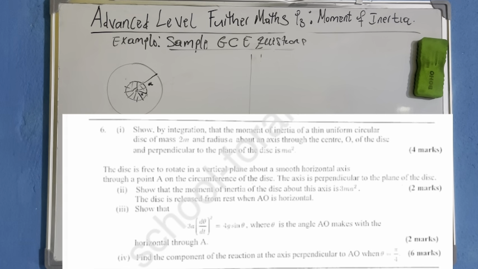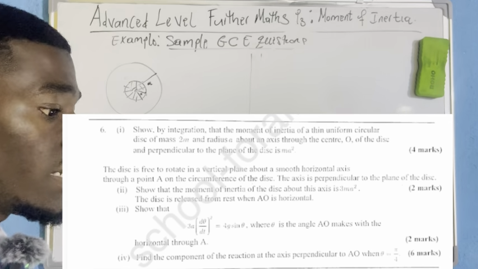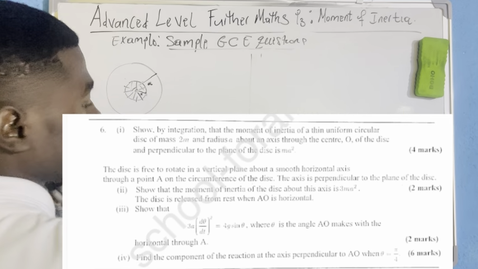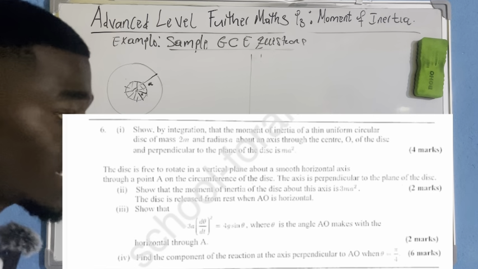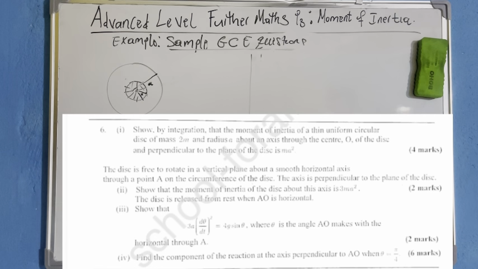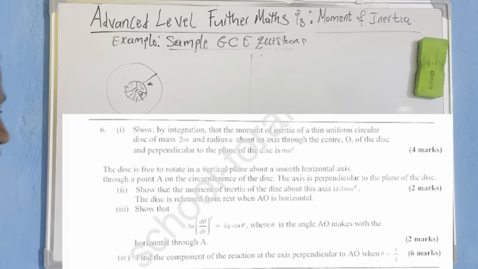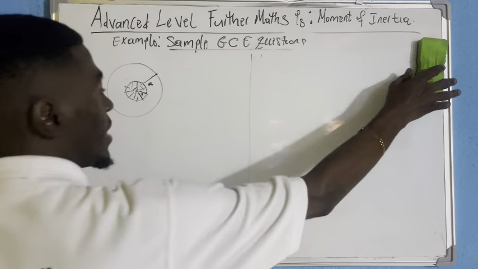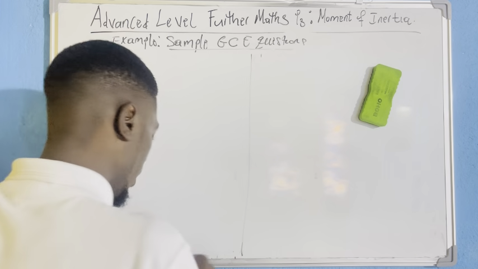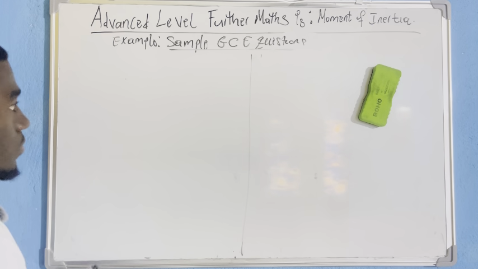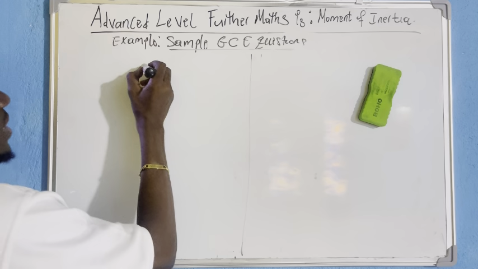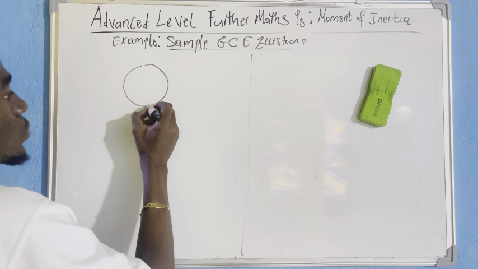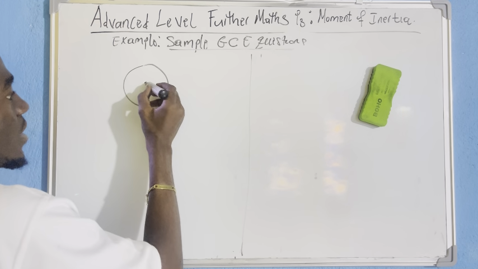Try to understand. The disc is free to rotate in a vertical plane. It means that the disc is free to rotate in this plane. Okay? In a vertical plane about a smooth horizontal axis, through a point A on the circumference. It means that I should choose a point on the circumference where the disc is free to rotate. Are you understanding? It means that this is my disc. I will choose this point A, and this is the center.